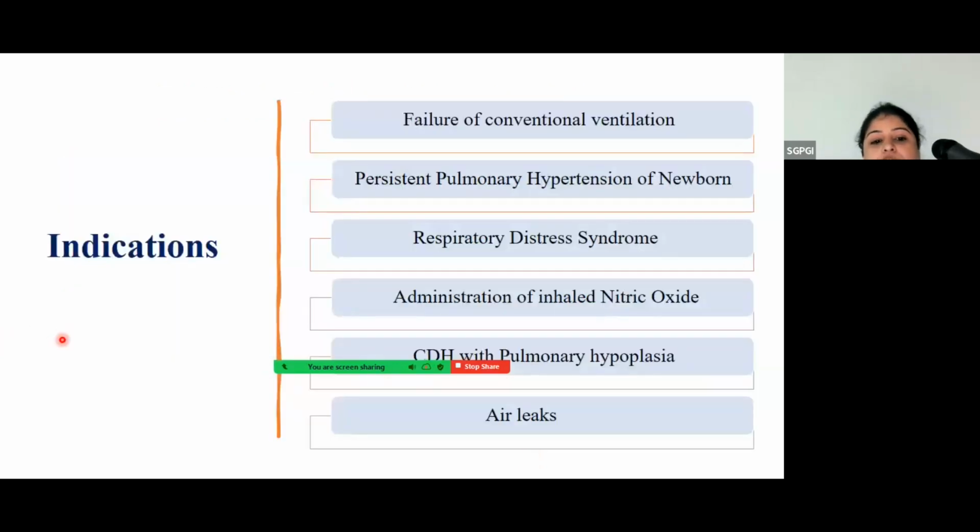So the various indications of high frequency ventilation are the failure of conventional ventilation, persistent pulmonary hypertension of the newborn, respiratory distress syndrome, administration of inhaled nitric oxide, congenital diaphragmatic hernia with pulmonary hypoplasia, and air leaks.